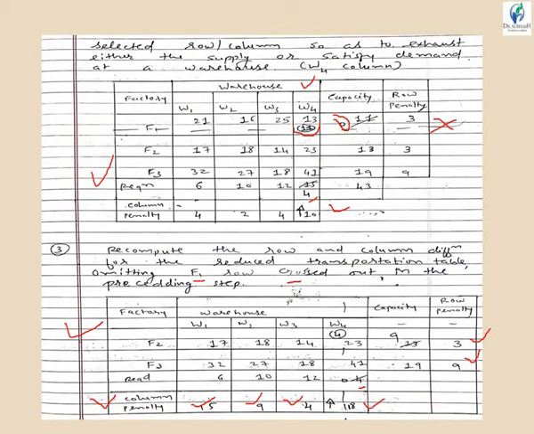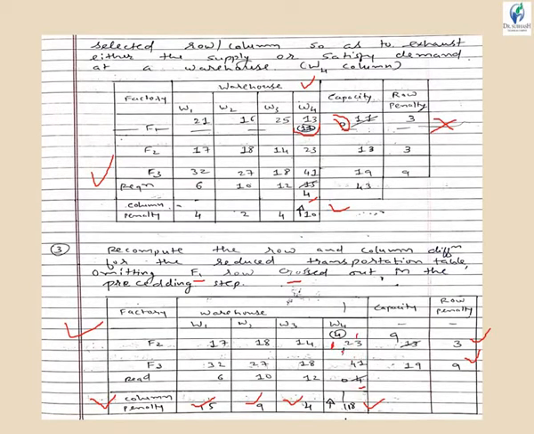Now again checking which penalty is higher. In row F2 the penalty is 3, in F3 it is 9, for warehouse W1 it is 15, warehouse 2 it is 9, warehouse 3 it is 4, and for warehouse 4 it is 18. So the largest penalty is in the column W4, and that is 18. So we will select that column for doing the allocation. From the 2 values 23 and 41, whichever is the smallest, in that we will do the allocation. The smallest is 23, so we will do the allocation over here.